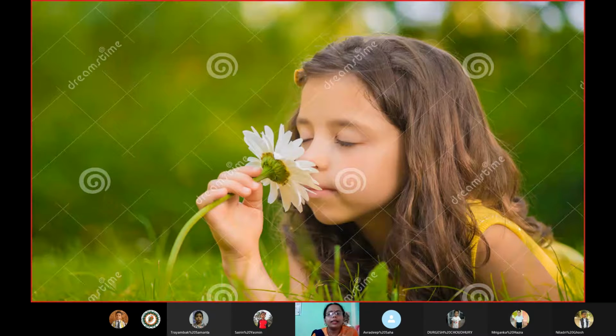Okay. So, next picture. Here the girl is enjoying the lovely fragrance of the flower. So which sense organ is she using? Exactly. Everyone has given the answer. That is the nose. Very good. The nose has been used to smell the flower. Now let's go for the next picture.